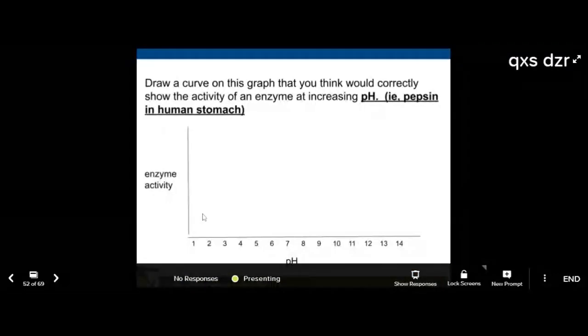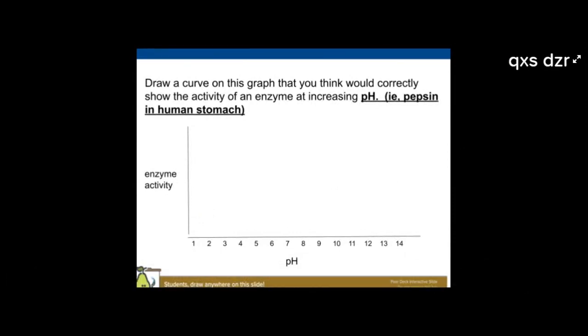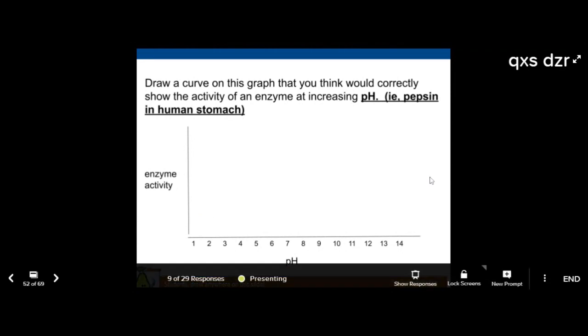All right, let's keep going. Now let's try pH, right? Now think about pepsin, which is an enzyme in the human stomach. So I decided to get you to guess, what do you think the pH of the human stomach would be, and where would pepsin work best in terms of the curve of this graph? Where would it work? Where would it not work? See what you can do with that. Some more artwork here.